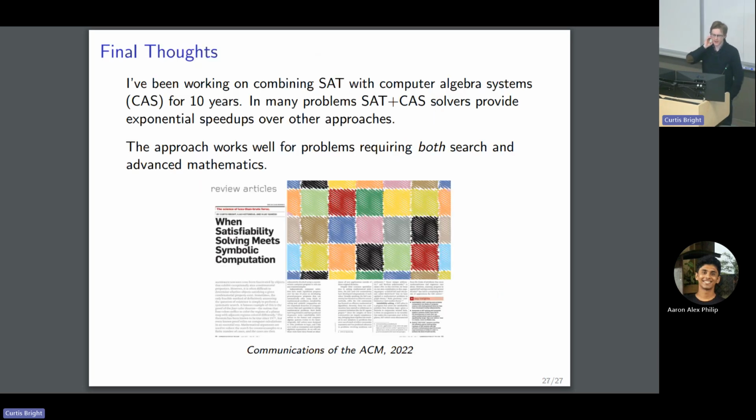I just want to sum up and say that I've been working on this for like 10 years now, hard to believe. Just combinations of SAT and computer algebra. And I've seen this is not an isolated incident. This happens in many different problems. It's the type of problem where you have some kind of search, where the SAT solver is very good at search. It's kind of unstructured, you have a bunch of constraints that you have to search through. SAT solvers are very good at those types of problems.